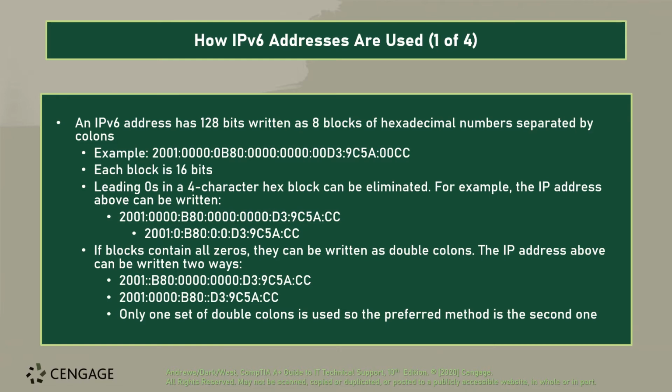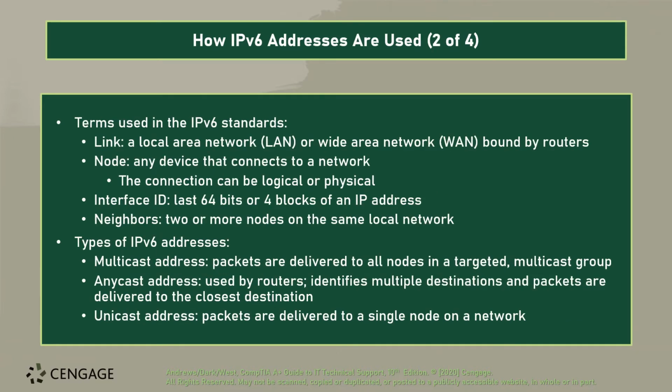Now in IPv6, we often use some terminology to identify different devices. A link is a local area network or wide area network that is bound in by routers. A node is any device that connects to a network, either logically or physically. The interface ID is the last 4 bits or blocks of an IP address. The neighbor identifier is given to those who are 2 or more nodes on the same local network. So neighbors physically could very well be neighbors logically, but that is not necessarily a guarantee.